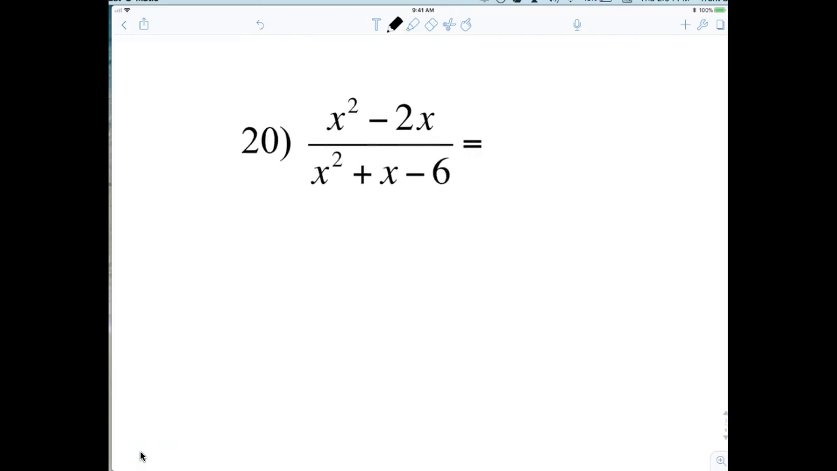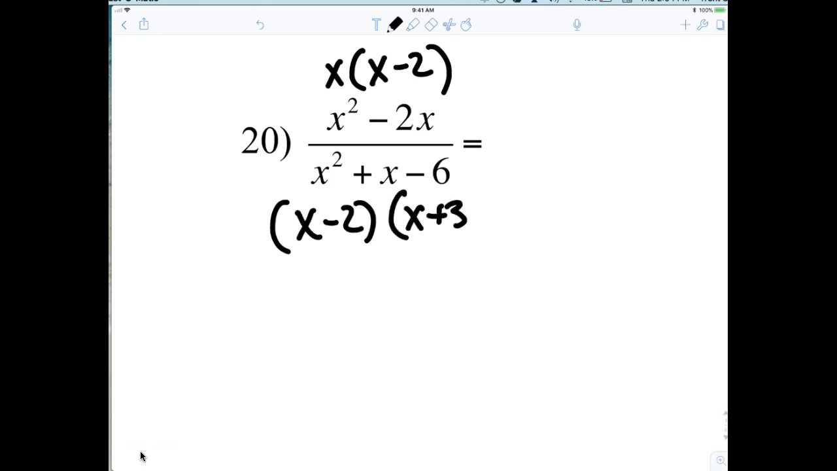Okay, be careful. There's a common what? X. The bottom is probably x minus 2, right? Everybody happy with that?